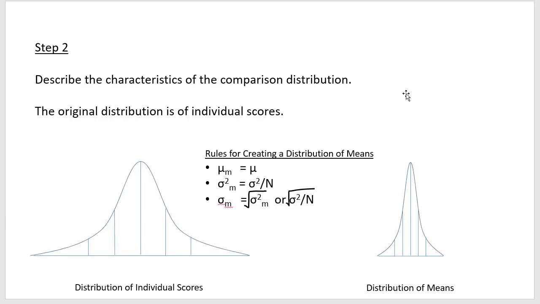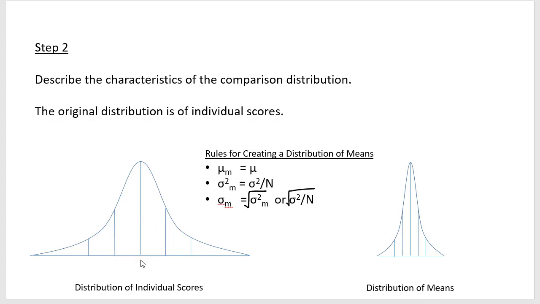In order to do that, we use a set of formulas that are fairly simple to use. So in step number 2, we're going to describe the characteristics of the comparison distribution. The original distribution is of individual scores. So in the example that we're working in the chapter, the distribution of individual scores is just a distribution of the juniors that were taking the test without any special instructions. It's just a bunch of individual scores that have a mean and a standard deviation. In order to convert this distribution of individual scores to a new distribution that is the mean of 64 scores taken many times, we can use a few formulas that are pretty easy.